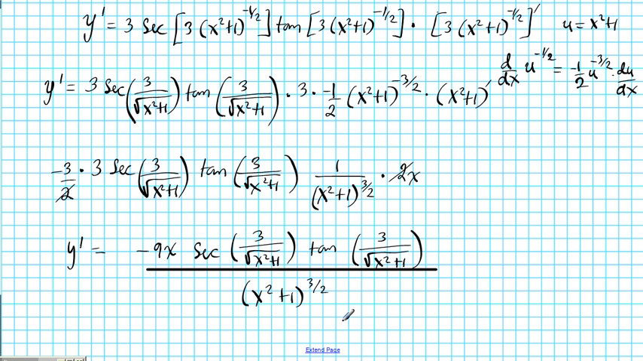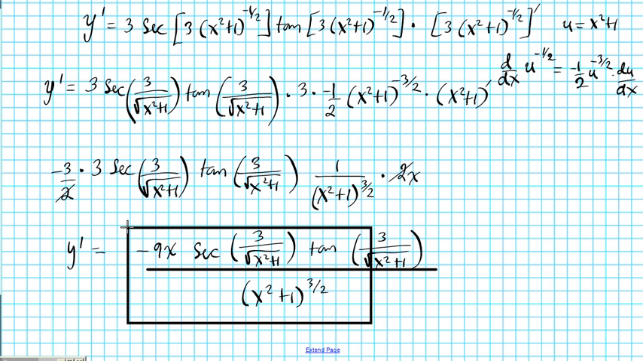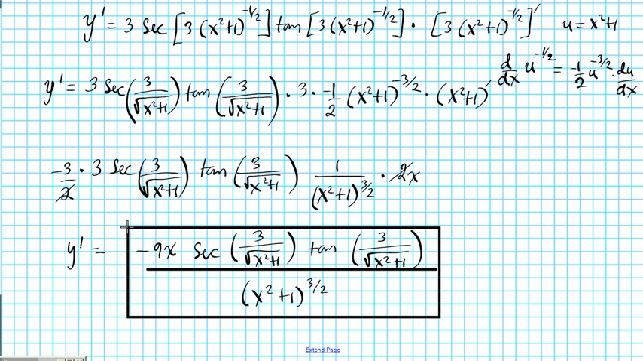Okay? So this is a little bit long and messy, but there you have the derivative. Because in this case, we're using the quotient rule, and we're using the trigonometric substitution, the derivative of trig functions, and also the chain rule simultaneously. Alright? So there you have it.